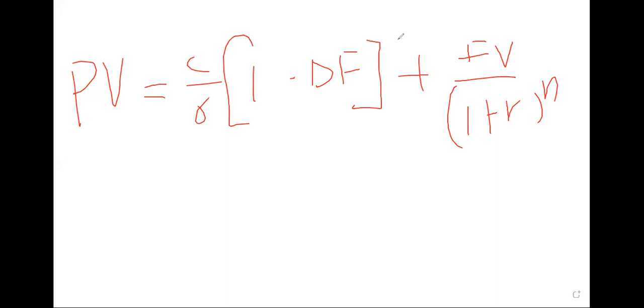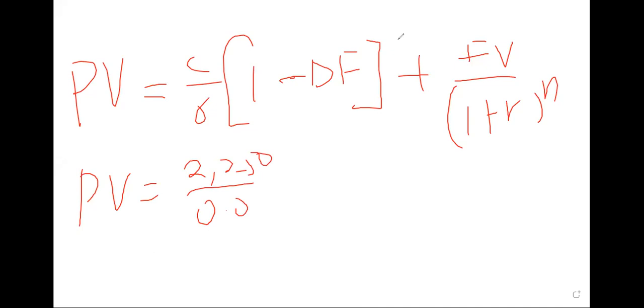Okay. Are you getting the point? All right, so here we have PV. The first part is an annuity, so we go by the annuity: 2,250 over what is the rate? 0.05. Good. Then we have 1 minus 1 over 1.05 raised to the power 4.